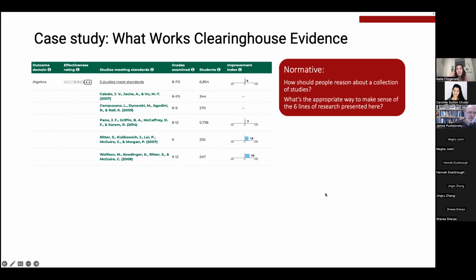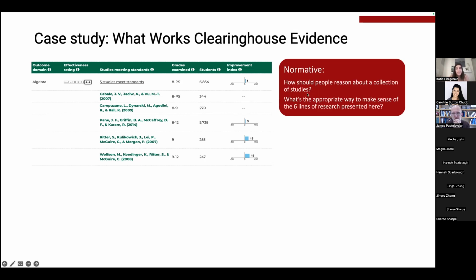And we also have norms embedded in how the effect size is being represented, right? So we've got the improvement index here, which is based on an argument by researchers that this is maybe easier to interpret than other effect sizes. But we also have norms embedded in what's not presented here, right? In order for studies to make it into the What Works Clearinghouse, they have to meet a high level of methodological rigor. And those criteria are set by researchers, right?